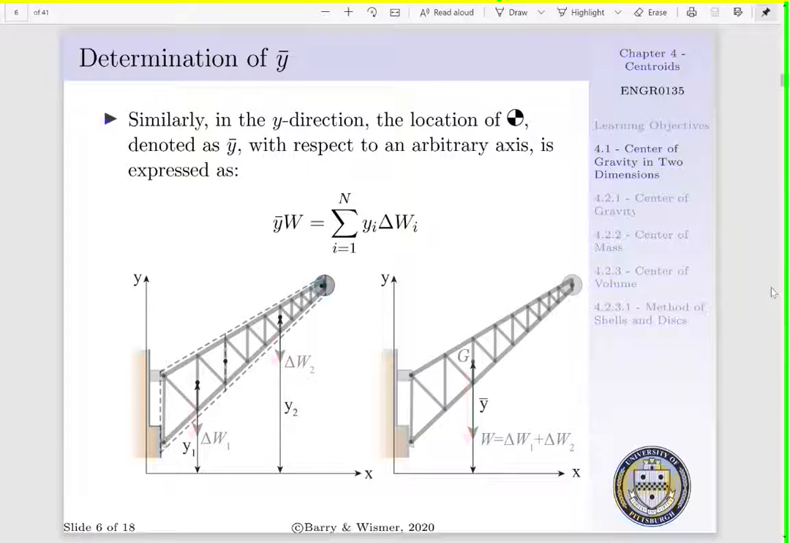Now, delta W1 would have a value y1 above our x-axis, and delta W2 would have value y2 above our x-axis. Now, we see our total weight of our system, which is delta W1 plus delta W2, would be acting y bar above our x-axis. That is, we can take our moments about our x-axis and ensure that they're going to be equal, based upon the contribution of our body acting at y bar, and each of our members acting at their respective y locations.